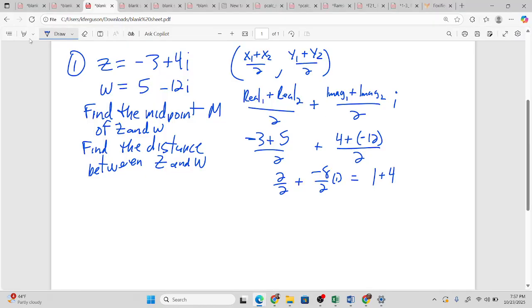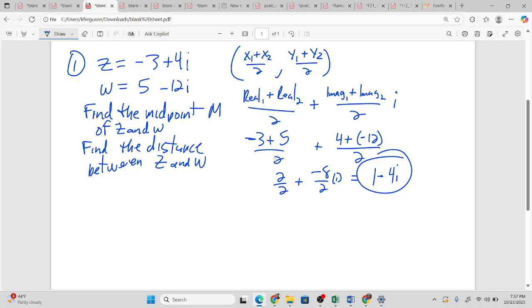All right, so we're going to erase that. And because it's a negative 8, we're just going to say minus 4. Negative 8 divided by 2 is minus 4. So there's my midpoint, right?